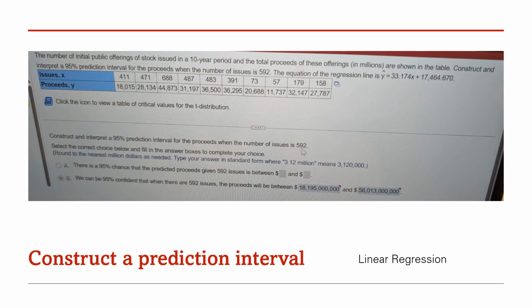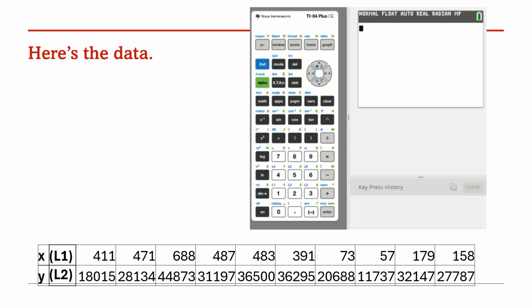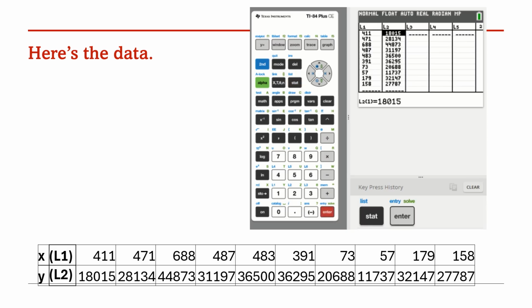Here's the question that I received. We're told to construct and interpret a 95% prediction interval for the proceeds when x is 592, and we are given a regression line. Pause here so that you can go to Stat, Edit, put your x is in L1 and your y is in L2.